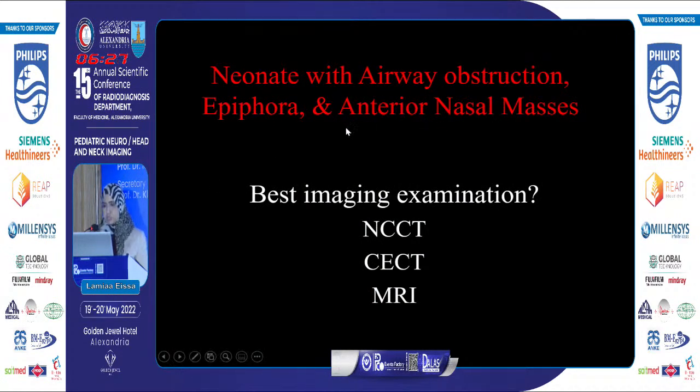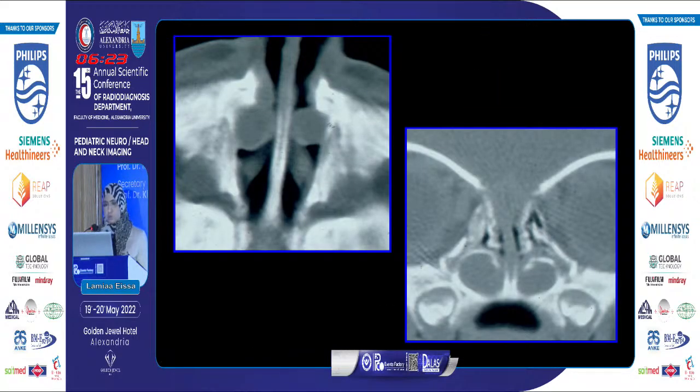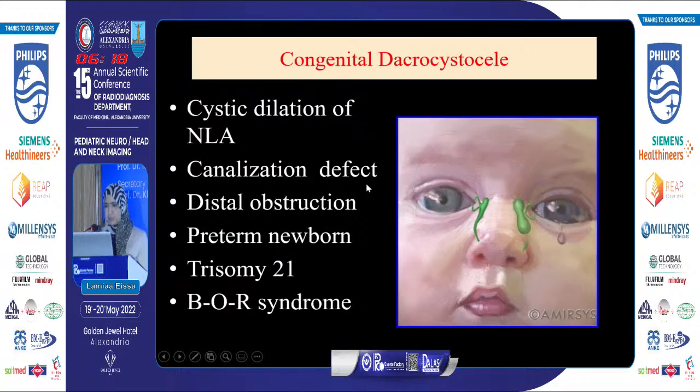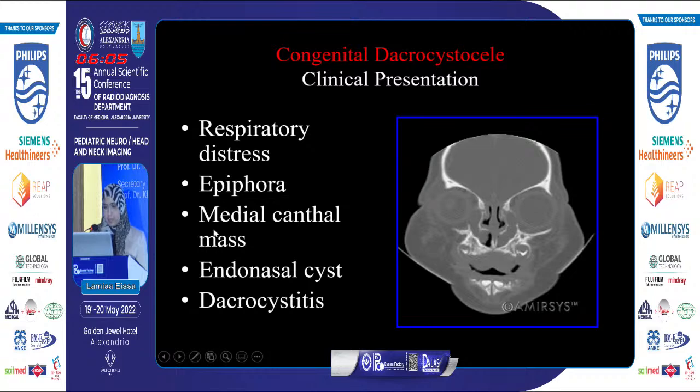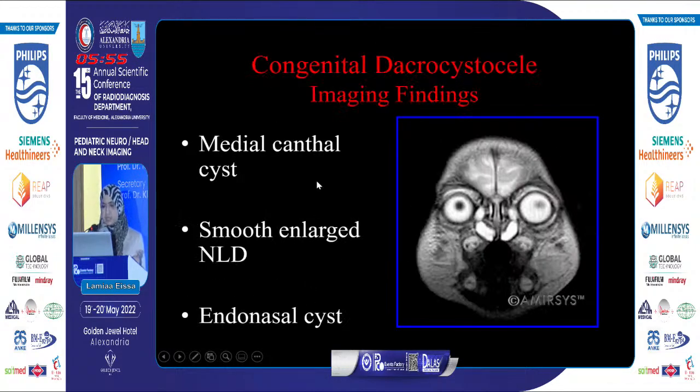In neonates with airway obstruction, epiphora, and anterior nasal mass, the best imaging modality is also the CT. We have here bilateral dacryocystocele, which means cystic dilatation of the nasolacrimal apparatus due to a congenital canalization defect, leading to distal obstruction, and usually more in preterm newborns, trisomy 21, or branchio-oto-renal syndrome. It can present with respiratory distress, epiphora, medial canthal mass, endonasal cyst, dacryocystitis, which can be recurrent.